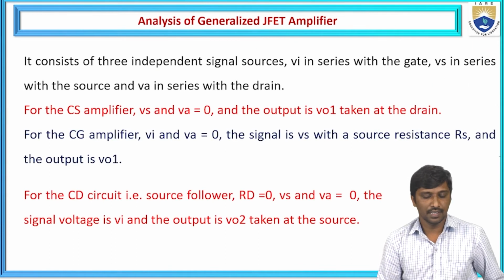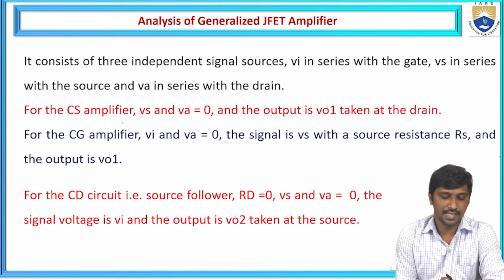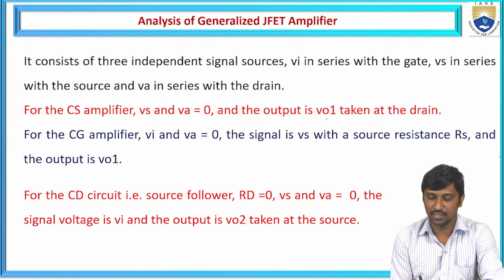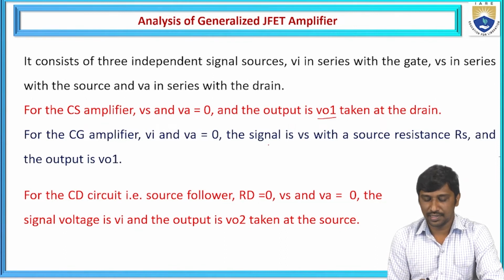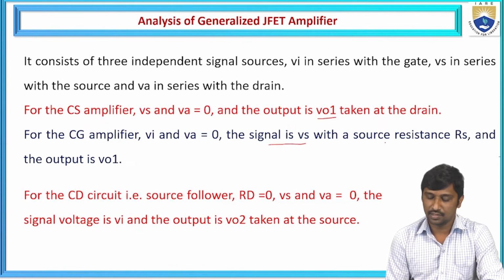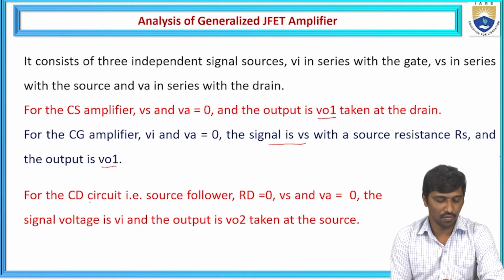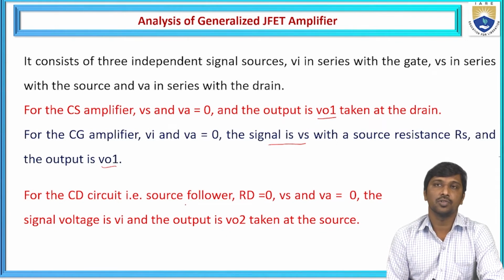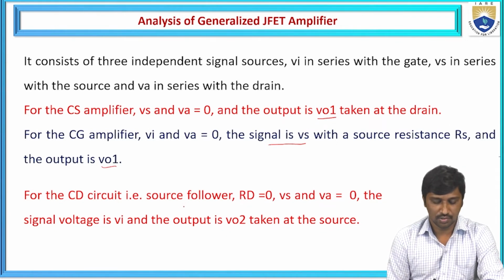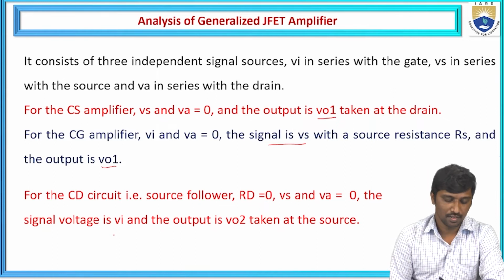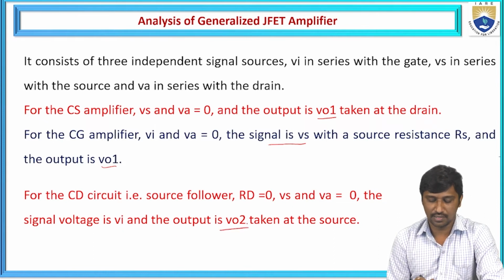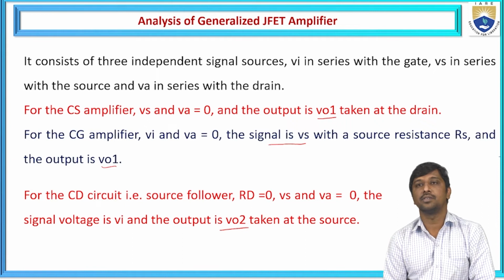So I represented the same points. For the CS amplifier, Vs and Va are zero, and the output VO1 is taken at the drain. For a common gate, we need to take Vi and Va as zero, and the input signal is passing through Vs and the source resistance RS, and the output is taken as VO1. Similarly, for the common drain circuit, which we already observed is also called a source follower, here we need to take RD as zero, and Vs and Va as zero. Then the input signal is Vi and the output is VO2, which is taken from the source.